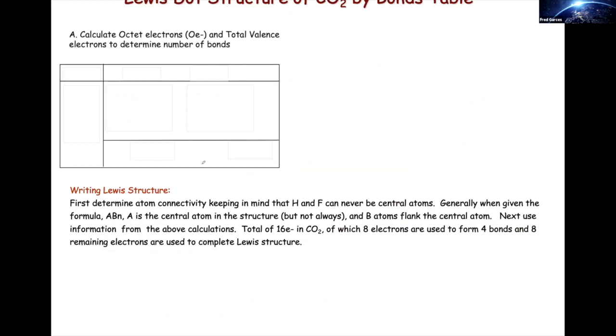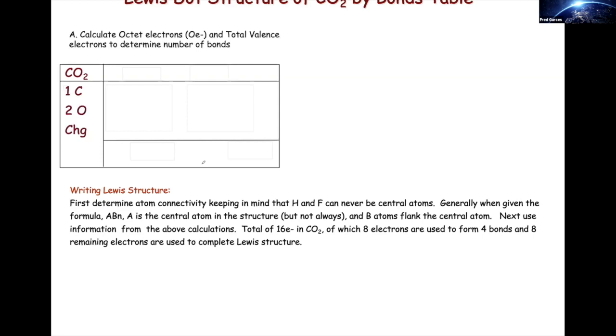So let me show you how to work on this technique. First of all, generate a table like this. It's like a multiplication table. At the very top left corner, you write the formula. Okay, we're doing a simple one, carbon dioxide, to show you that using the bond table, we get the same answer as what we just did previously.